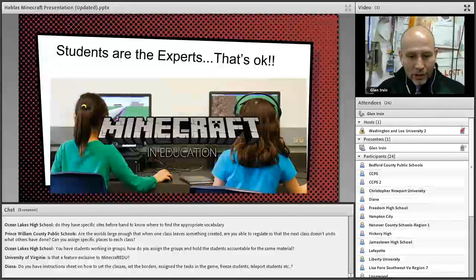Do you have an instructions sheet on how to set the classes, set the borders, assign the tasks in the game, freeze students, teleport students, etc.? Diana, all of those are basic tutorial world functions for a teacher. So if you ever got the game, the first thing you could do as a teacher is go into the tutorial world yourself, and you would learn how to do all of these things.